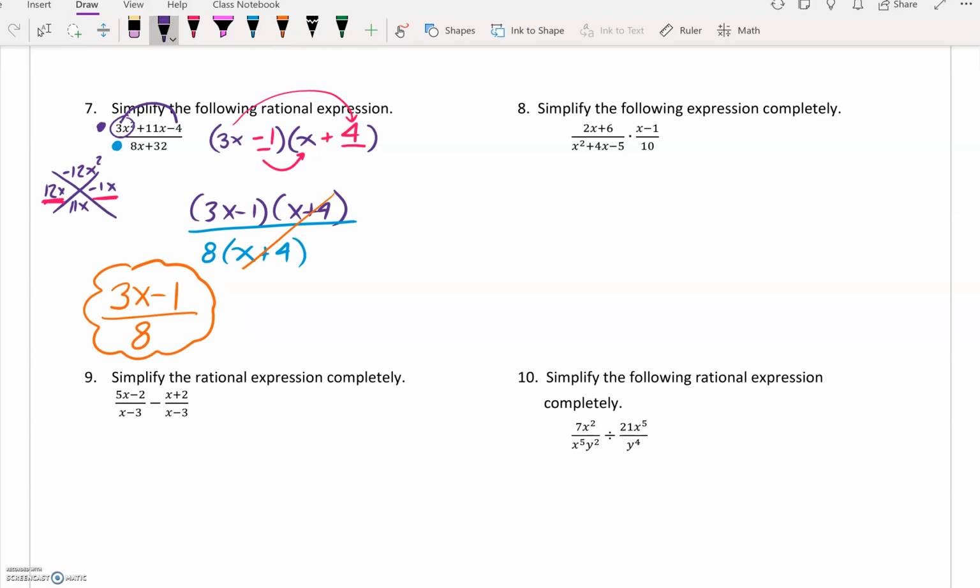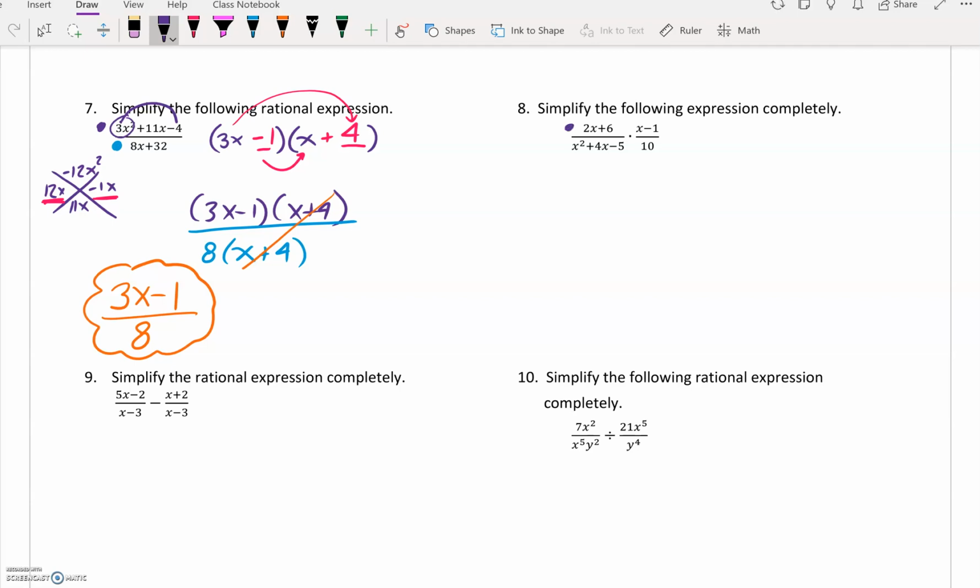Okay, on to question 8. Simplify the expression completely. So this time we are multiplying two rational expressions together. And the same thing we did in question 7, we want to do in 8. We want to factor everything completely to see if there's some simplifying I can do before I multiply.